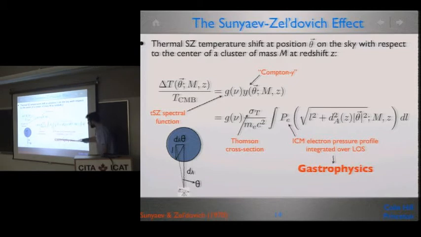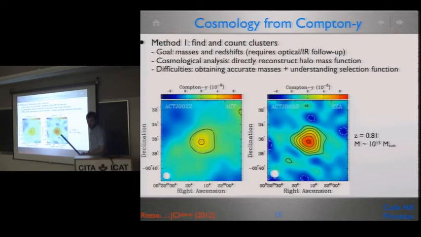So that's where the so-called gastrophysics of the ICM comes in. Basically, you have to understand what the pressure is of the ICM gas as a function of mass and redshift in order to compute this signal. All right, so then once you have some prescription for the gas, how would you do cosmology with TSZ or with Compton-y? So the traditional method is to basically find and count galaxy clusters as a function of their mass and redshift.